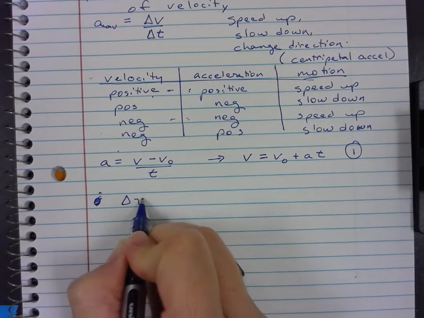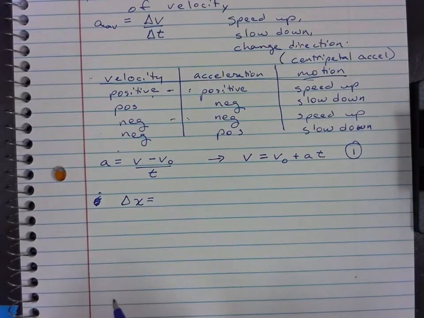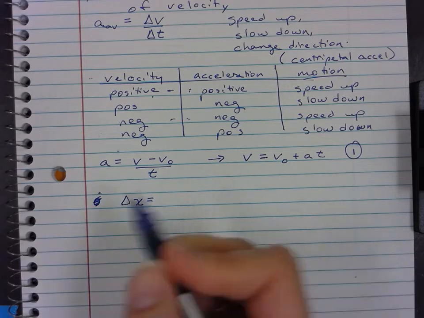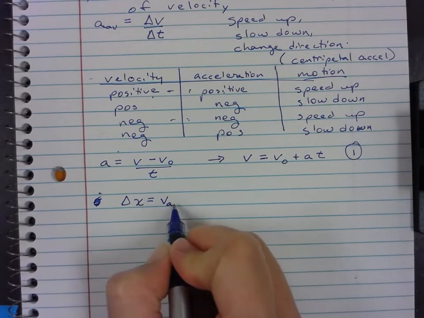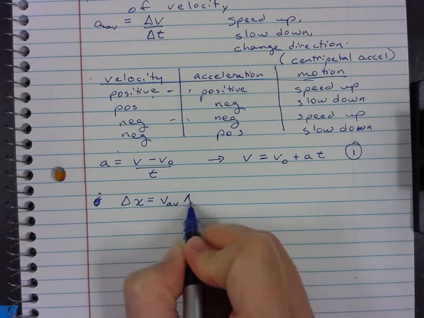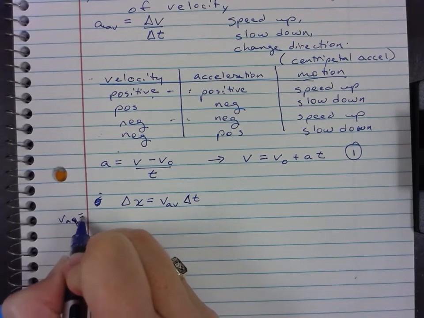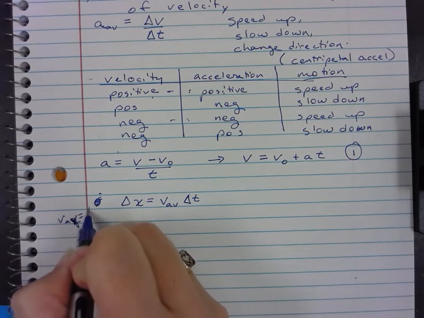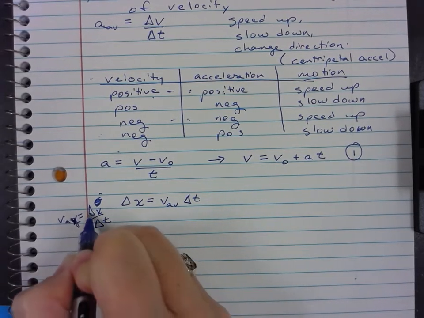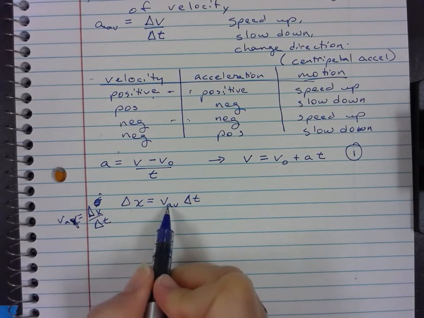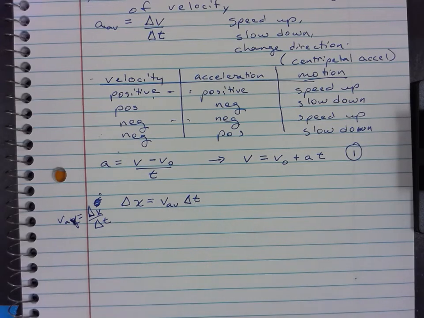If you are traveling, how far you're going to travel depends on were you moving at the beginning? How fast did you speed up to? And how much time did you spend doing that? So if we go back to the very first equation, v average equals delta x over delta t. So rearranging, displacement is however fast you travel, your average velocity times time.